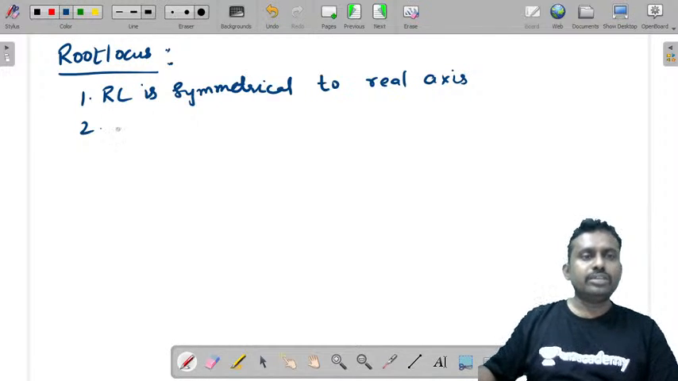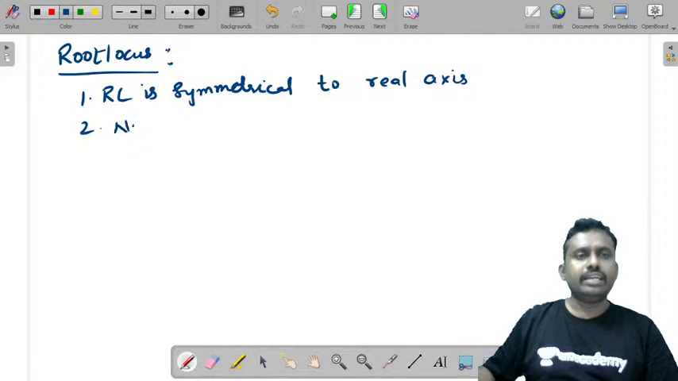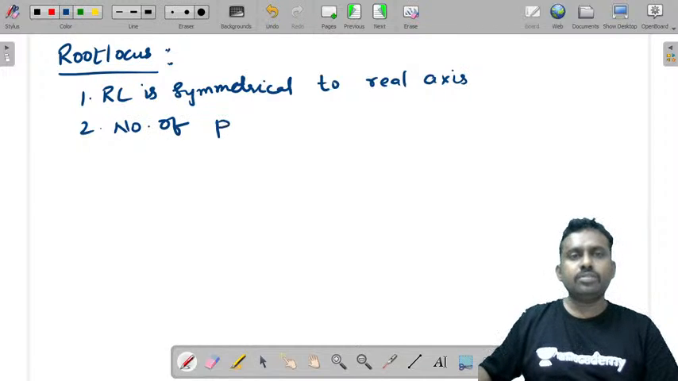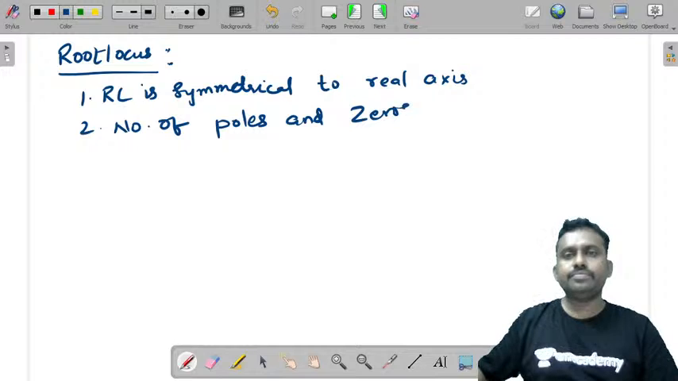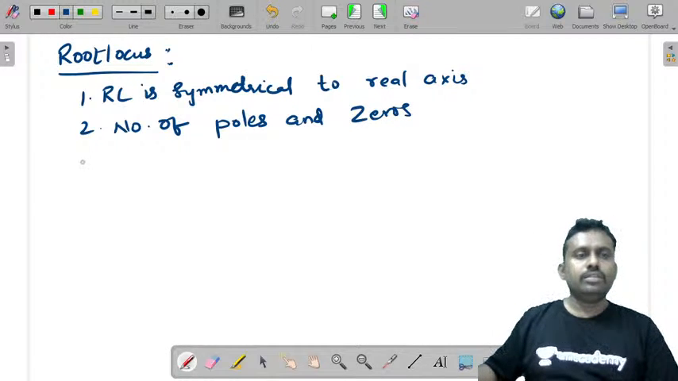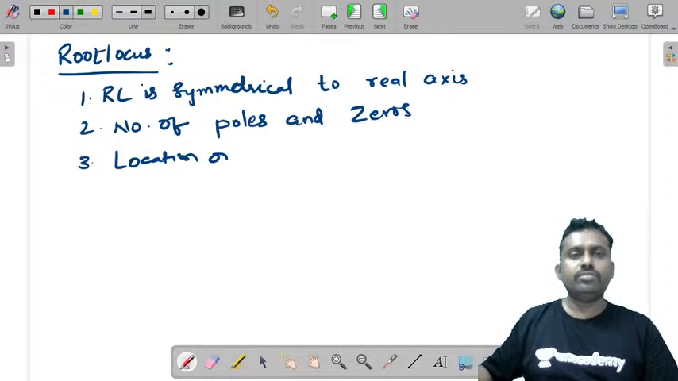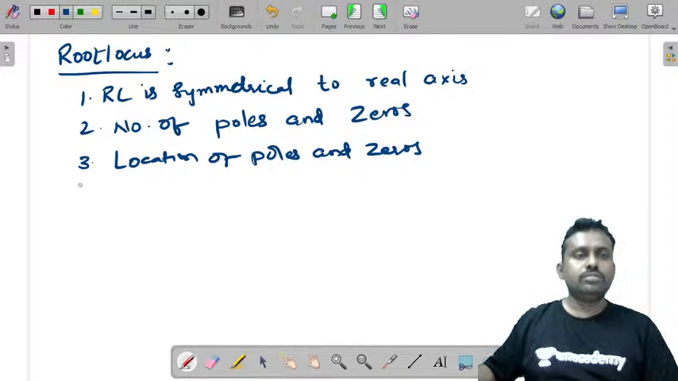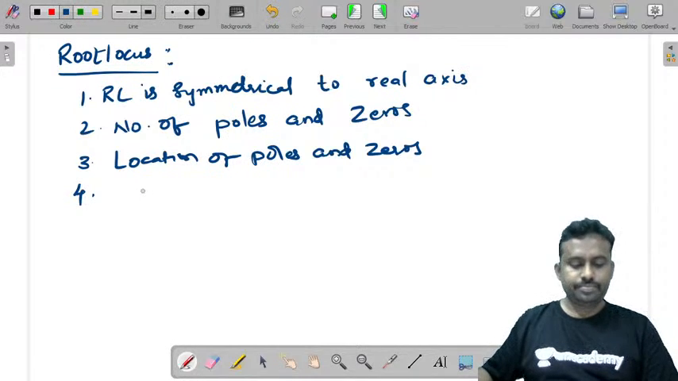So coming to this root locus, the second step: we'll find the number of poles and zeros, and we'll find the location of poles and zeros. I think you are able to remember this.